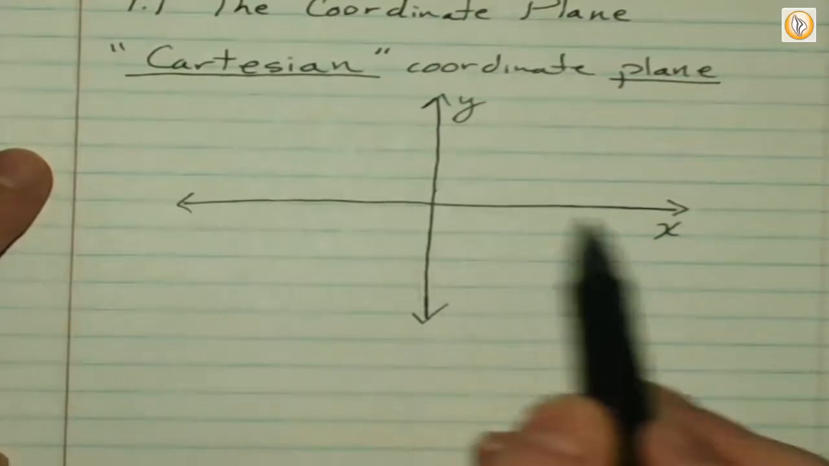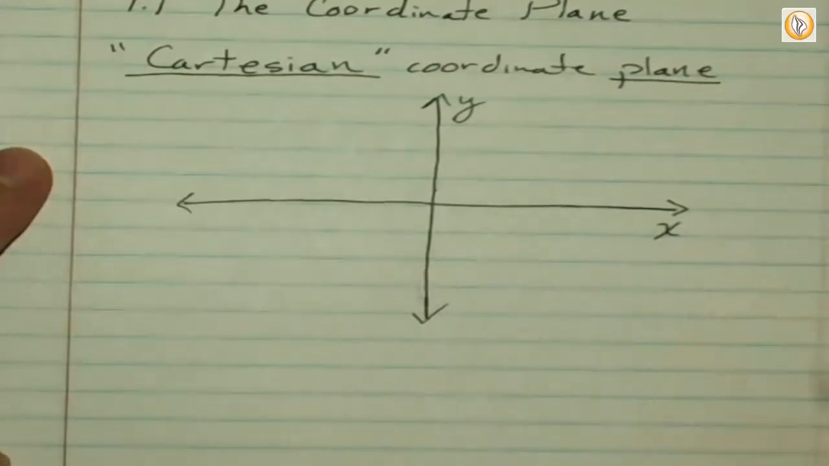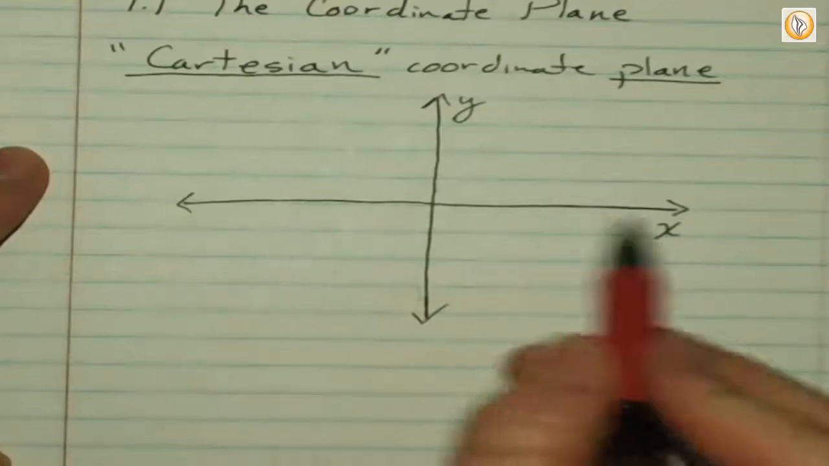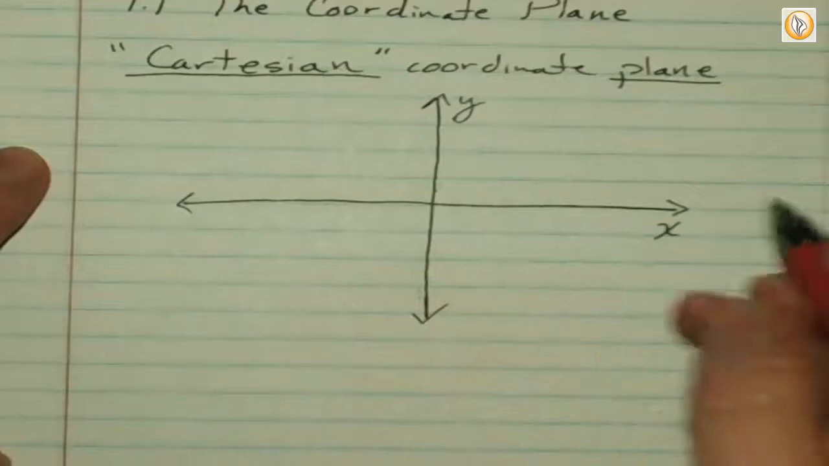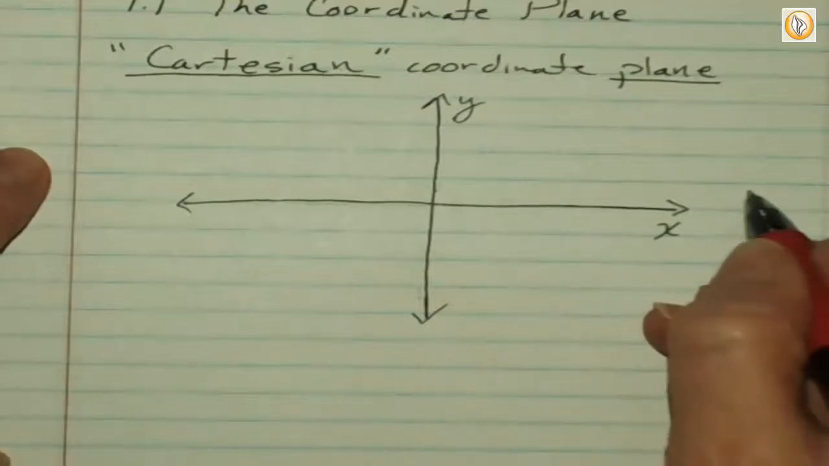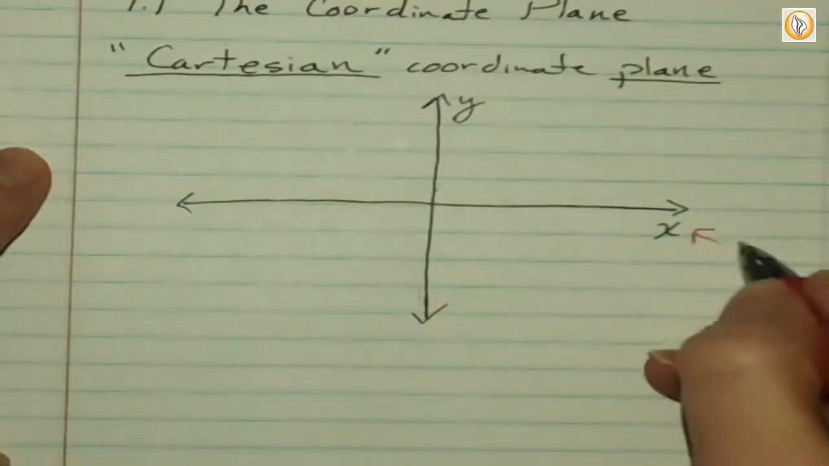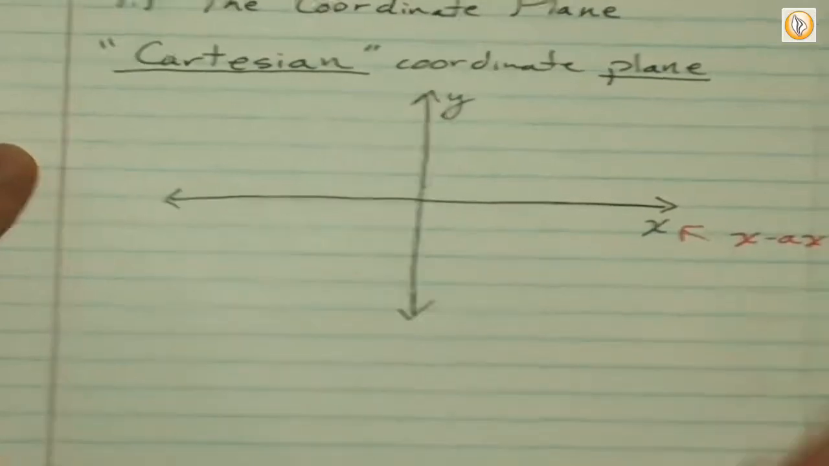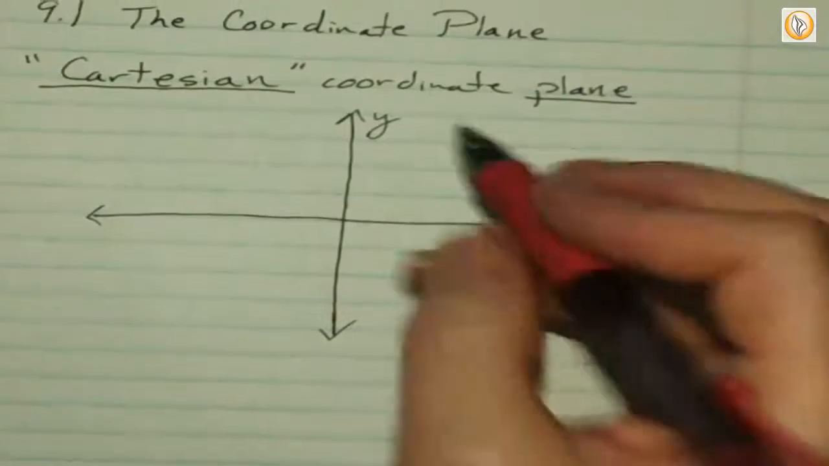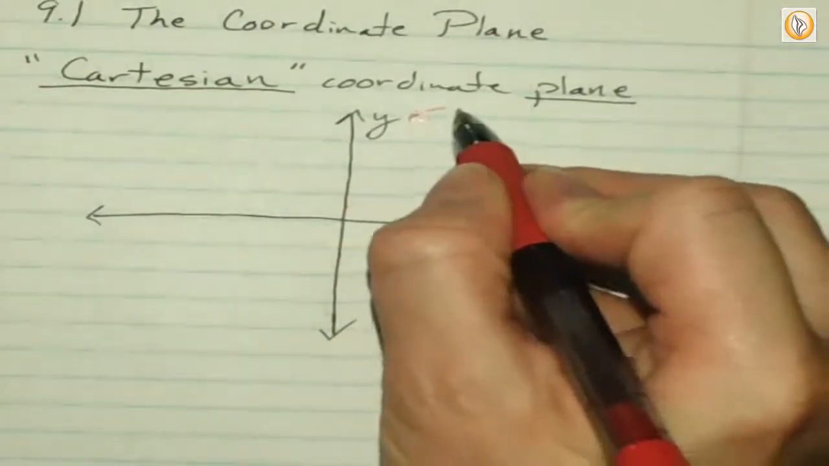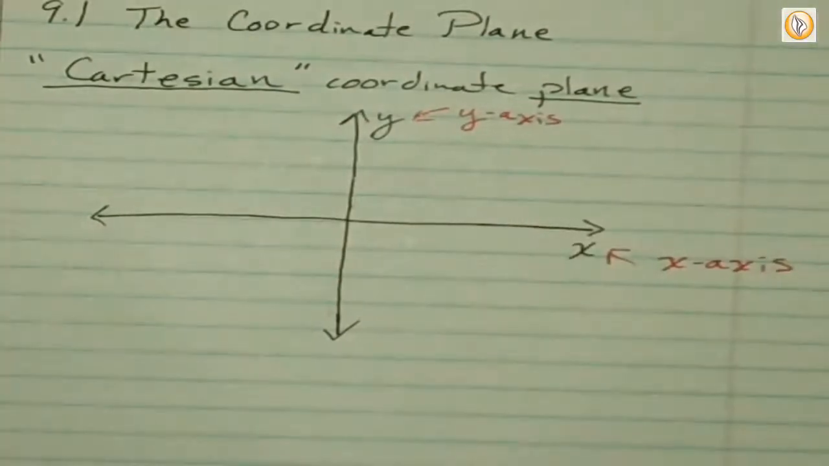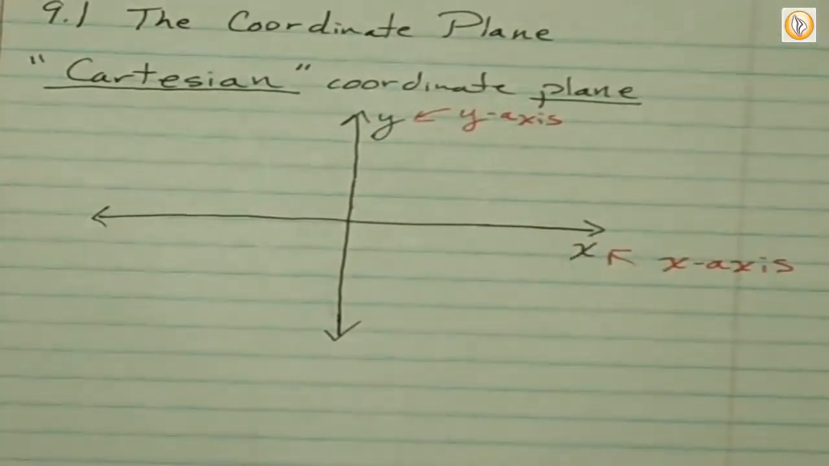This is your x-axis. This line, you got to know this. This is your x-axis. This is your y-axis. I'm going to be using those words a lot.